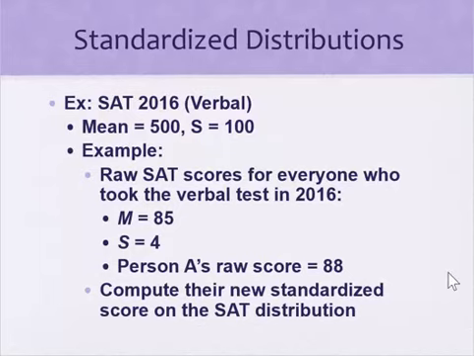So let me be really specific here. That means you're going to have to compute a z-score for this raw score of 88, right? Then you're going to have to take that z-score and the new mean and the new standard deviation for the new distribution that SAT has created, and you're going to have to figure out what the new standardized score is given this z-score and given this distribution.